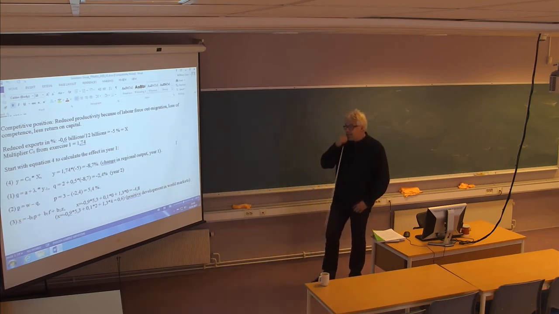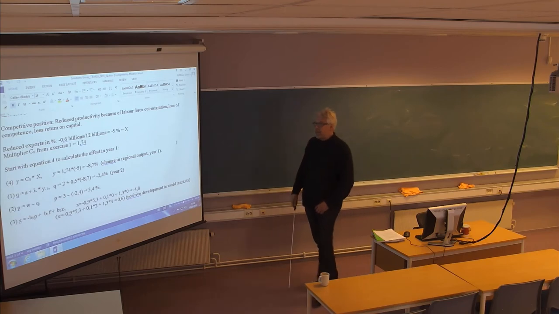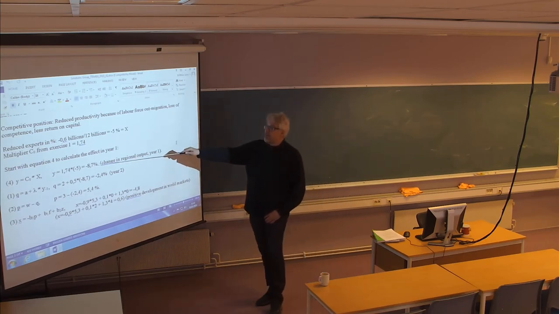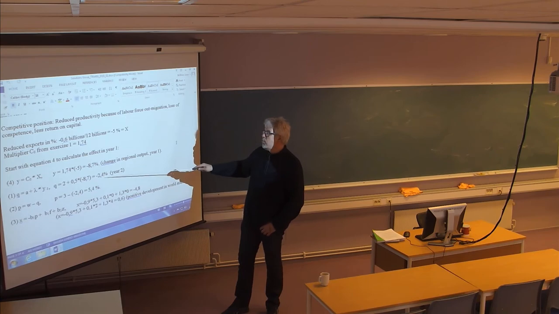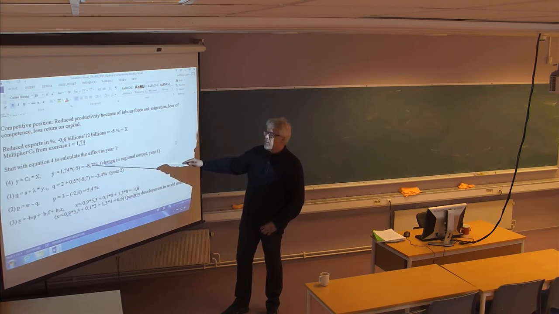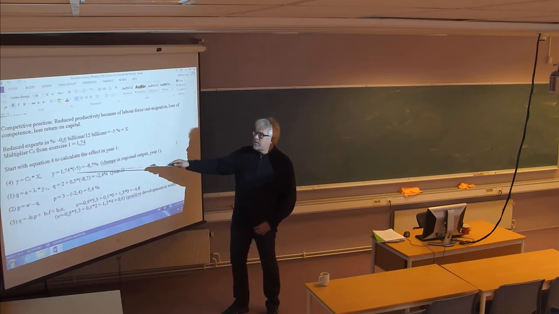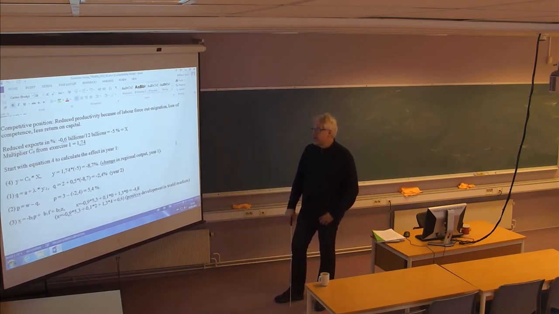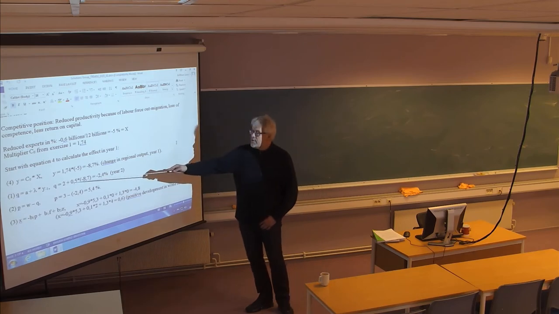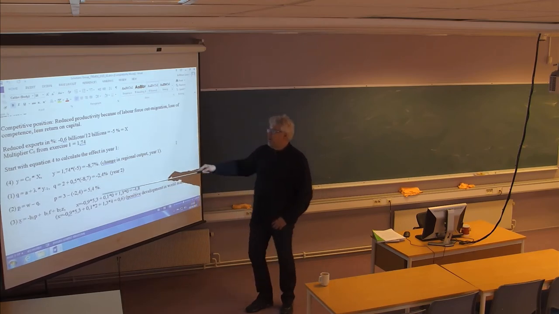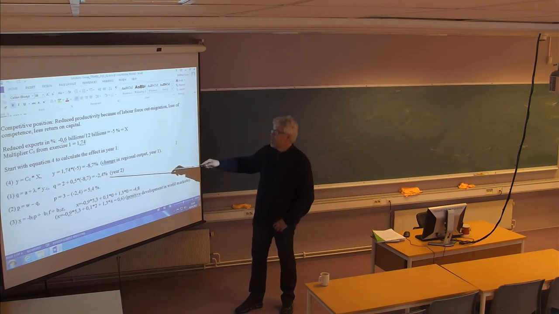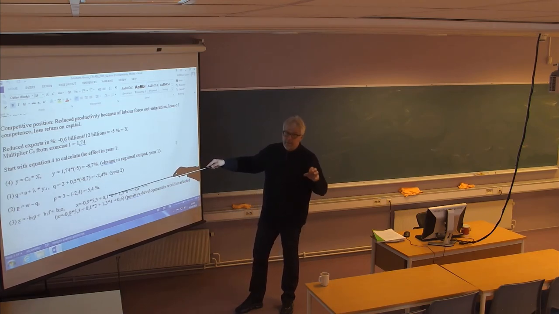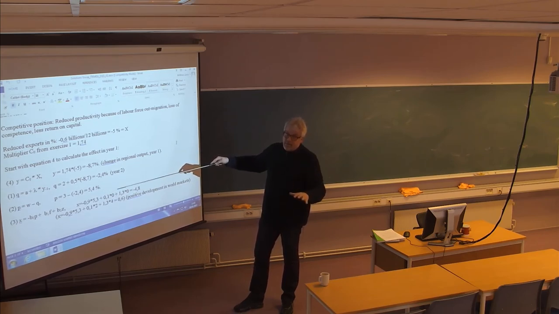And you see that this reduction in productivity will be 2.4% because you suffer from reduced production. And this Verdoorn coefficient contributes to a reduction in productivity because the reduced size of the economic system takes productivity a bit down.